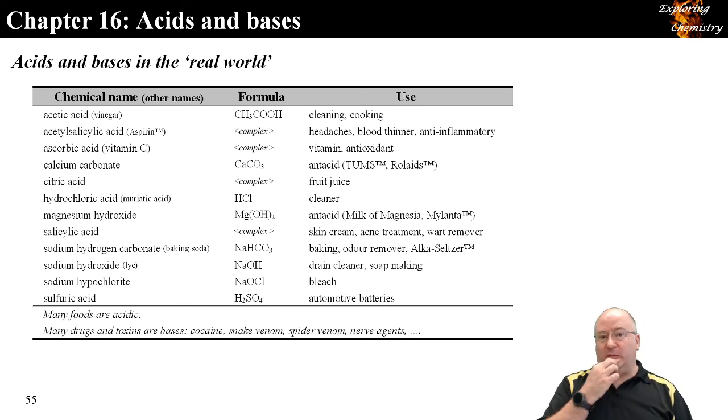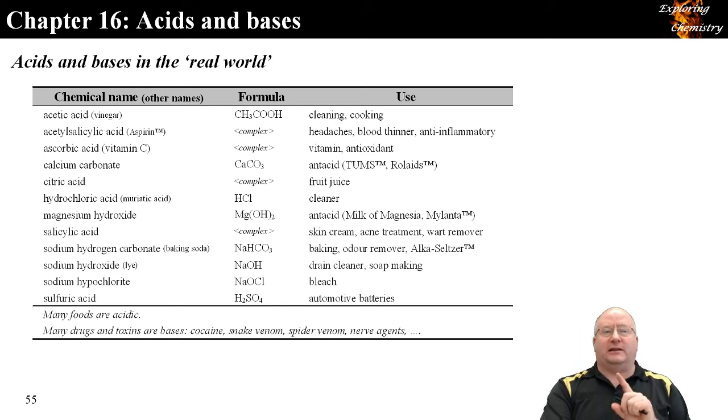One thing, if you look more into this, you will see that most foods are acidic. Fruit juices are acidic. Vitamins that you take are potentially neutral or acidic, but drugs and toxins are bases. Cocaine, snake venom, nerve agents often contain amines, nitrogen groups, and that makes them weakly basic compounds.